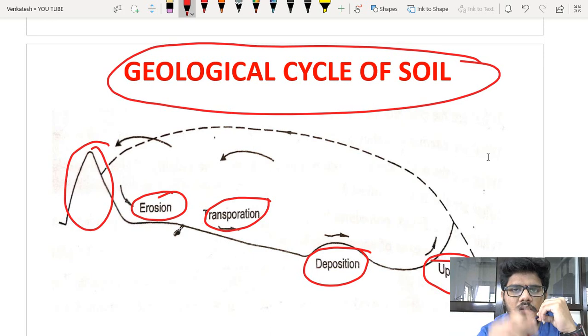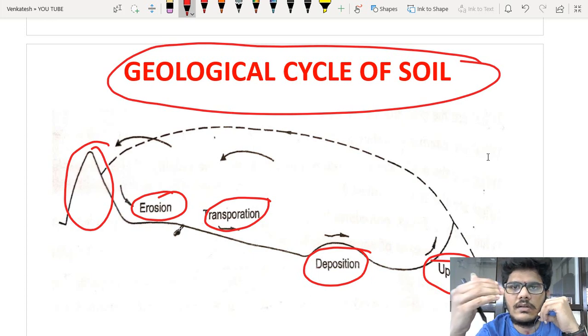Actually, when the rock is exposed to the environment, it will be eroded by air, water or glaciers. So that we call weathering. So the weathered soil will be transported to some place and again it will be deposited. Again the deposited soil or rock will be exposed to the environment. Again the weathering process will be continued. That means from rock soil will be formed, from soil rock will be formed. So this is nothing but a geological process.